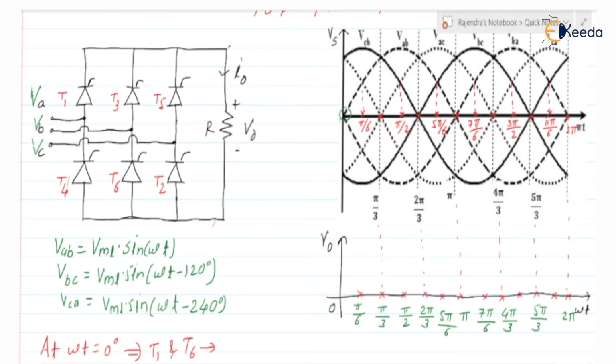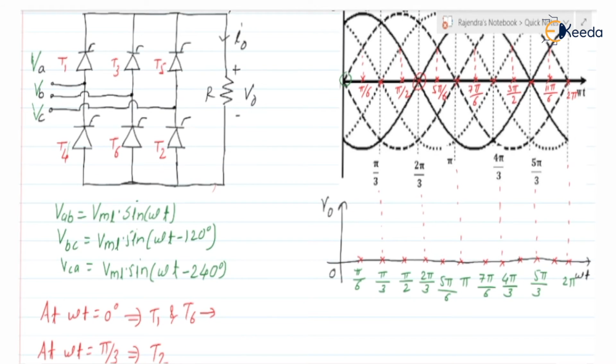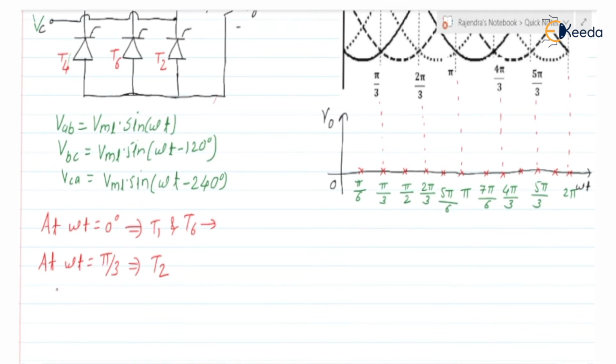Because by keeping the same logic, in order to get the VAC in the output, thyristors T1 and T2 should be in the on state. Again, by keeping the same logic, after omega t is equal to 2 pi by 3, VBC is having a positive value. In order to get the VBC in the output, thyristors T3 and T2 should be in the on state. But out of that, T2 is already in the on state, so we need to apply the gate signal to thyristor T3 at omega t is equal to 2 pi by 3.